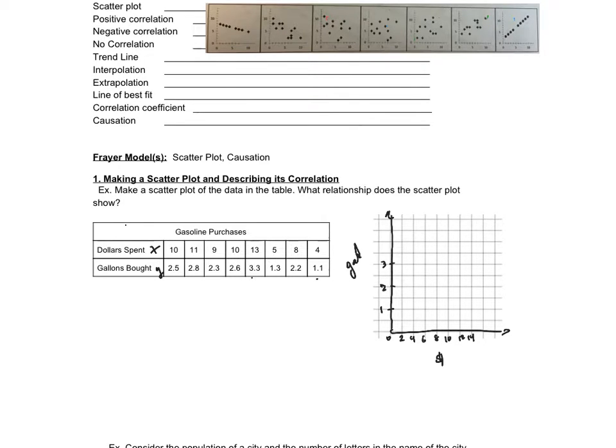As we go, $10 is 2.5 gallons, so it puts me right there. 11 is 2.8, about right there. 9 is 2.3, about there. 10 is 2.6. 13 is 3.3. 5 is 1.3. 8 is 2.2.